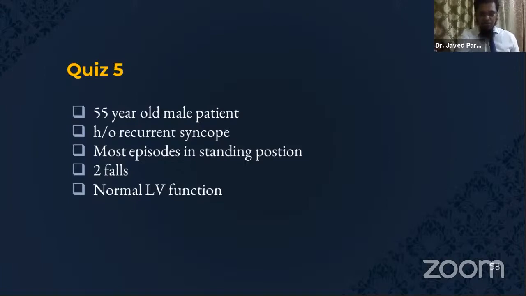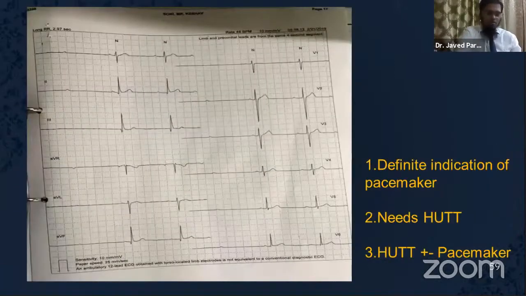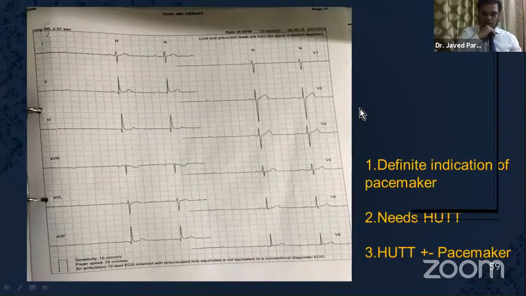LV function is normal. So this patient underwent a Holter at some other center, and as happens commonly with us, I got just a snapshot of a single page of Holter on WhatsApp. This was forwarded to me, and in light of these findings, the physician asked me what should be the further approach for this patient. So I thought this is a good ECG because it demonstrated a very important point. So the question is: how would you manage this patient?